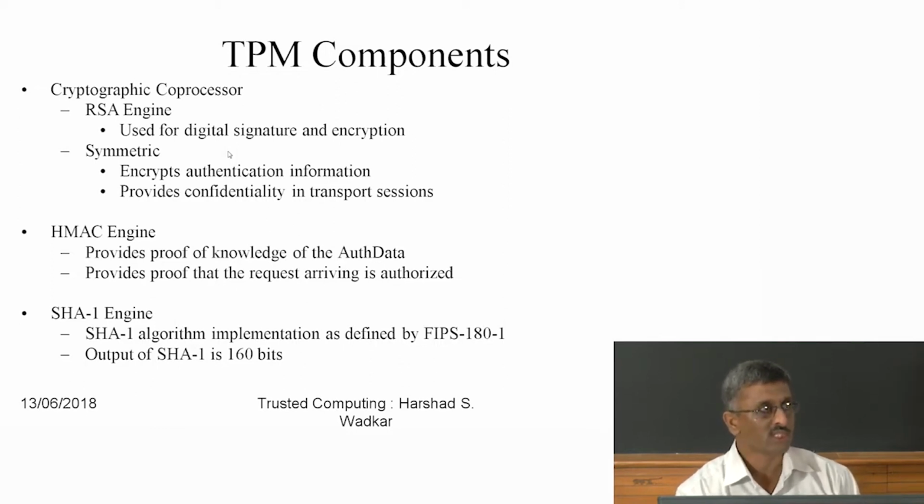There is a cryptographic coprocessor with an RSA engine used for digital signature and encryption. There is also a symmetric key algorithm engine, which encrypts the authentication information and provides transport communication. There is an HMAC engine, which provides proof of knowledge of the authenticated data. There is a SHA engine. As I said, a 160-bit hash is generated for the applications or the system that you use, and those hashes are stored. That 160-bit hash is generated using the SHA1 engine. It is part of your TPM.